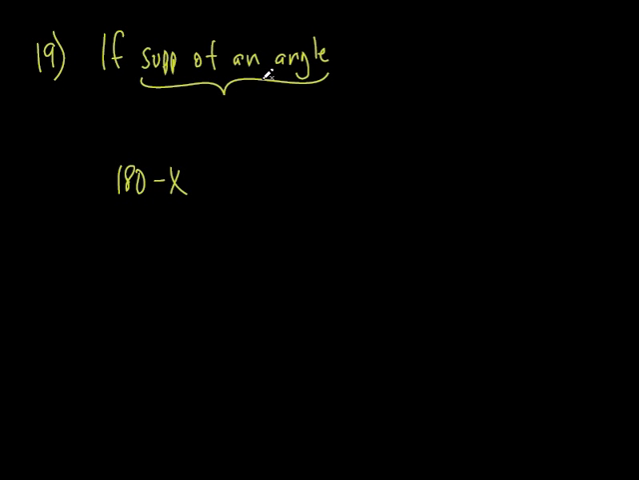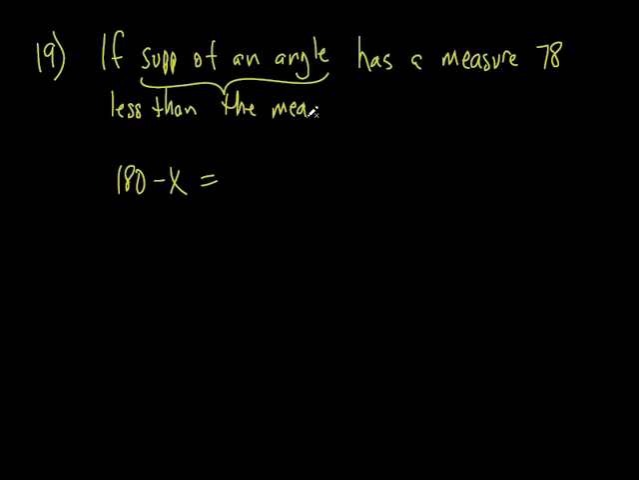All right, it says, if the supplement of an angle has a measure, let's just stop right there. This thing right here has a measure of something, right? That means this thing is what? It's equal to something, isn't it? If it has a measure of something, it means this is equal to something. So that little phrase right there, has a measure of, means equals, okay? This thing equals something. Let's see what it equals. It has a measure 78 less than the measure of the angle itself, okay? The measure of the angle.